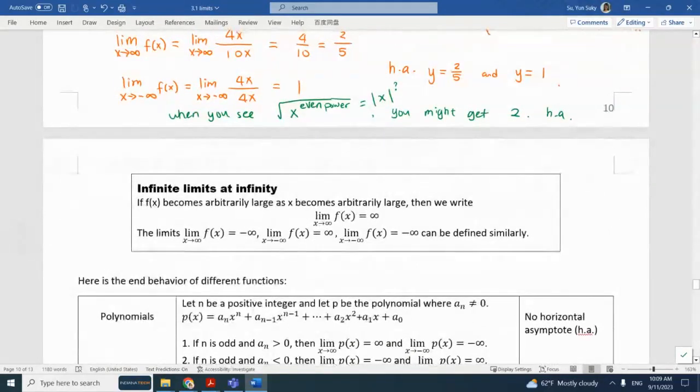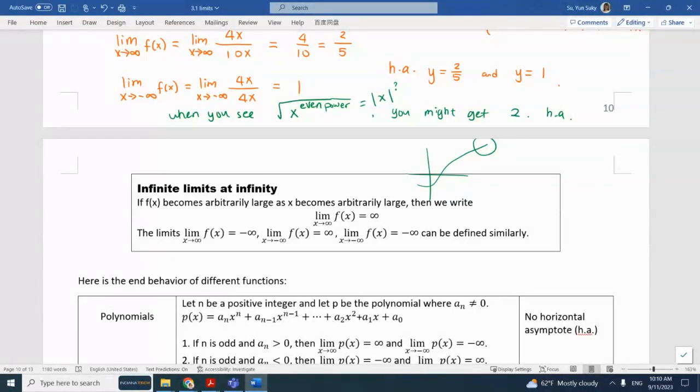All right, let's continue to look at the end behaviors. So infinite limits at infinity. If f of x becomes arbitrarily large as x becomes arbitrarily large, we write limit as x goes to infinity of f of x equals infinity. Okay. So let's draw the picture. So this is like, okay, x goes to infinity, and the y also goes to infinity. Right, everybody? You know, x going to infinity is to the right. y going to infinity is the top.